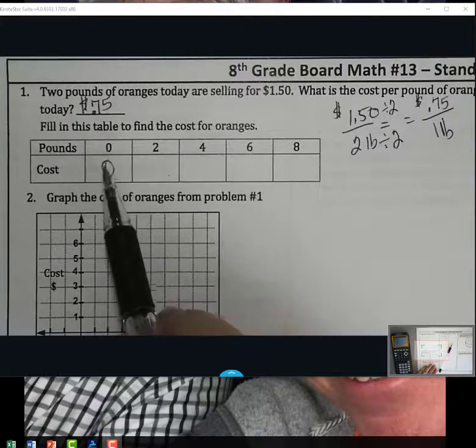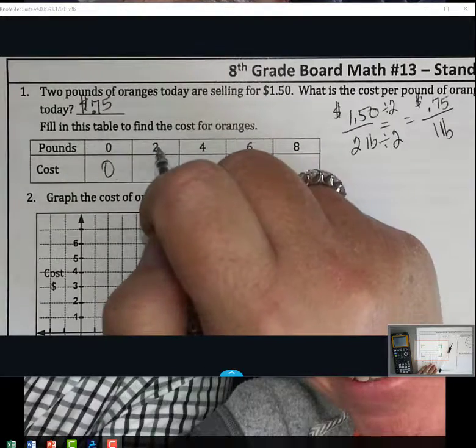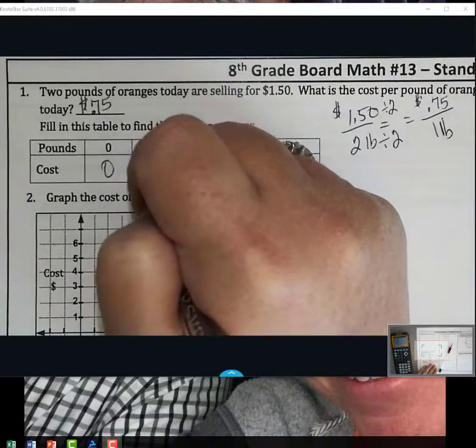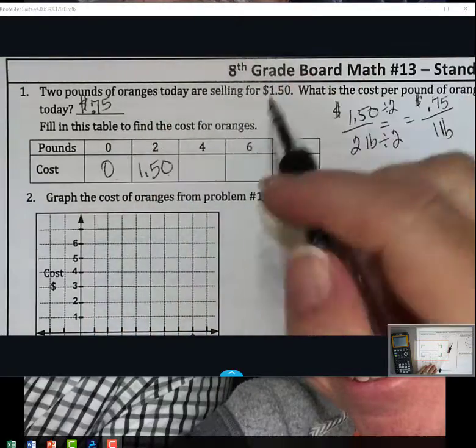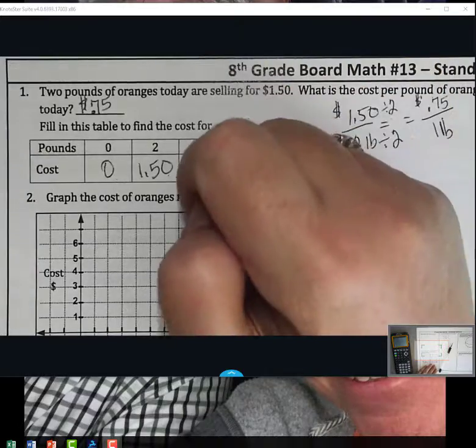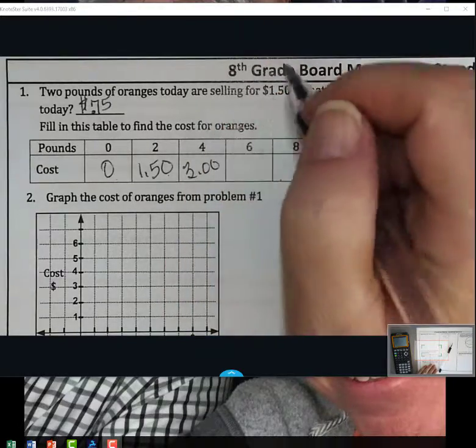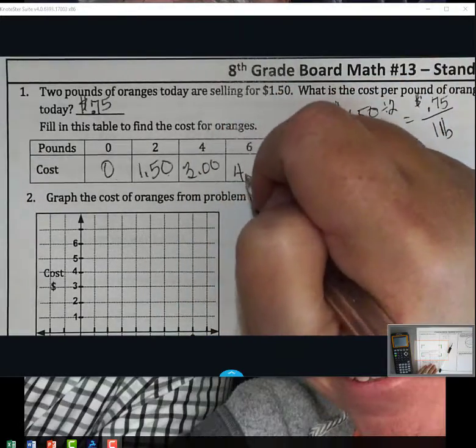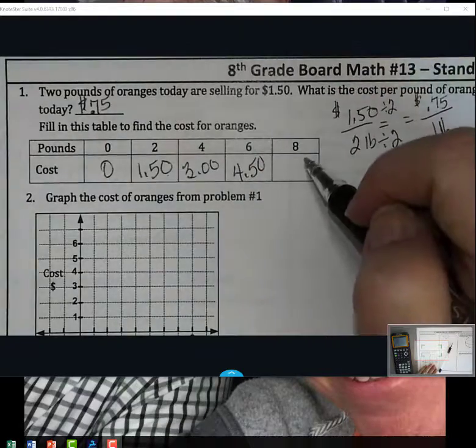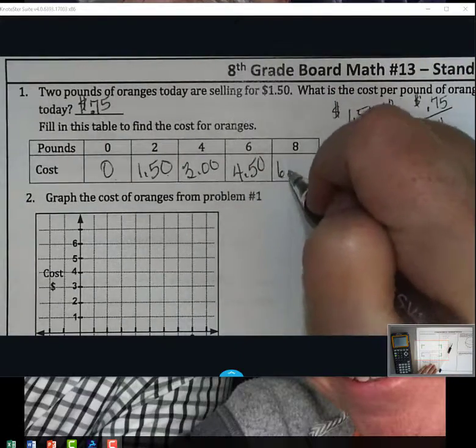If you buy 0 pounds, then it costs you $0. If you buy 2 pounds, they told us it's $1.50. If you buy 4 pounds, then it's $3. If you buy 6 pounds, it's $4.50. Right? And if you buy 8 pounds, it's $6.